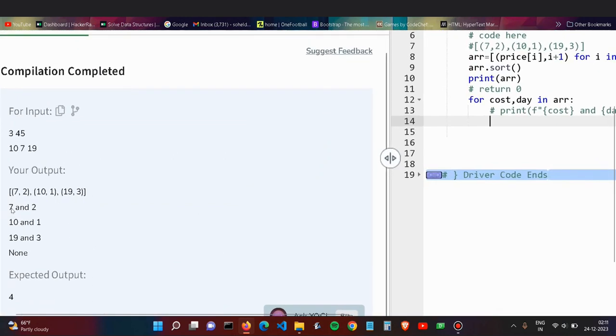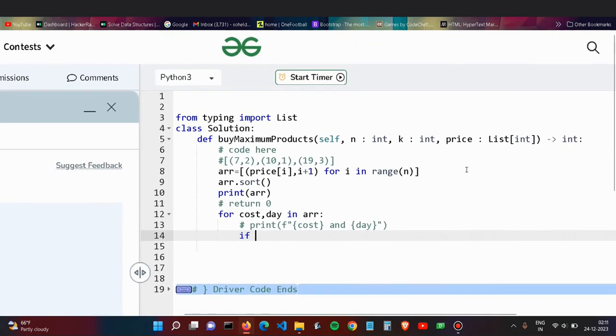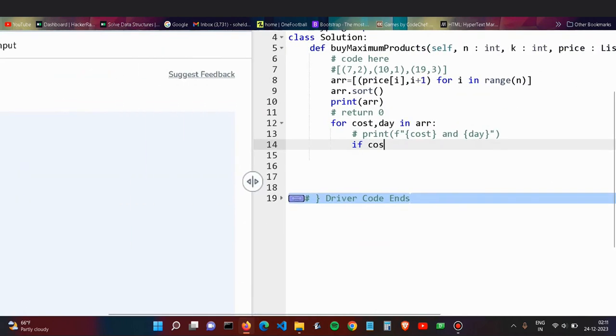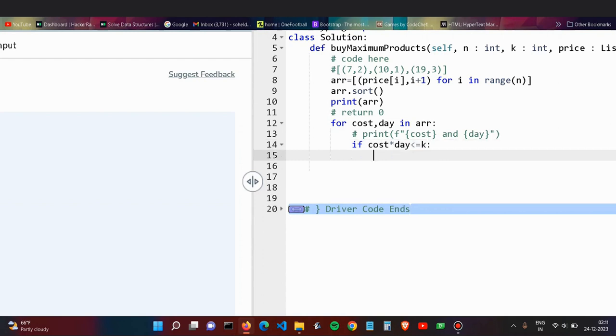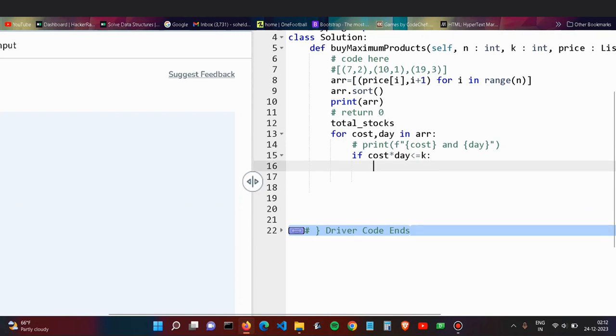So we need to find these multiplied with the price again. So if the price is k, okay, if cost multiplied by the number of days is less than or equal to k, then what we will do is create a variable, say the total number of stocks. So total stocks, okay, so total stocks.